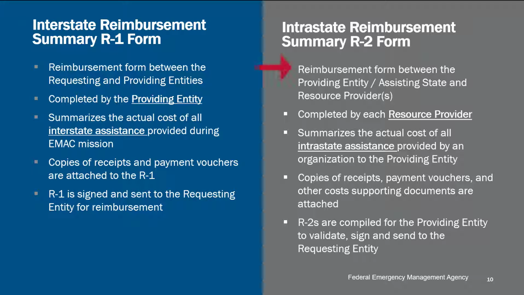Now the R2 is the reimbursement form between the providing entity and the resource providers. It is completed by each resource provider and summarizes actual costs provided by an organization to the providing entity. Supporting cost documentation is also attached to the R2, and these R2s are then compiled for the providing entity to validate, sign, and send to the requesting entity.